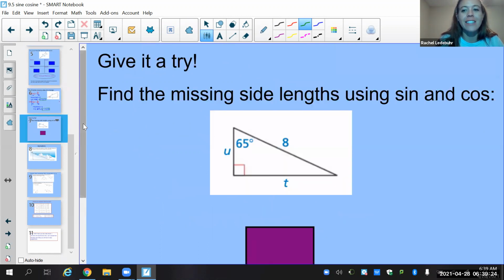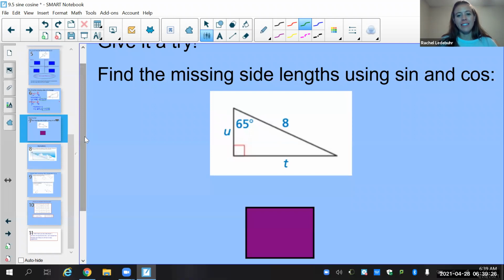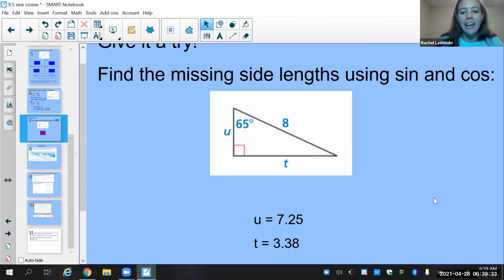Try your hand at that skill. Find the missing side lengths using sine and cosine. Ready, go. All right, let's see how you did. I got that u is 7.25 and t is 3.38. So again, we had to set up that the sine of 65 is t over 8. Cosine of 65 is u over 8, and then solve from there. Drop me a note in the Edpuzzle if you have questions about that.